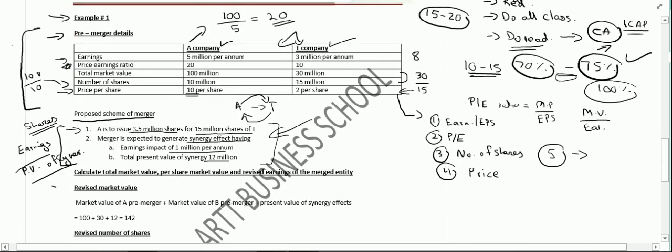First thing, revised market value. As discussed, revised market value will be market value of A, which is 100, plus market value of B, which is 30, plus present value of all synergy benefits, which is 12, and this will make it 142.